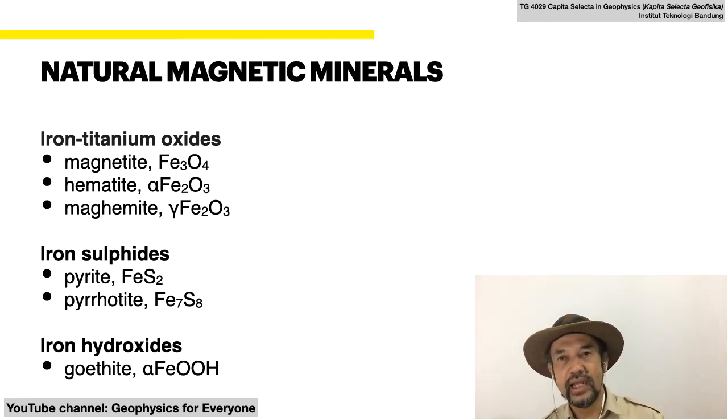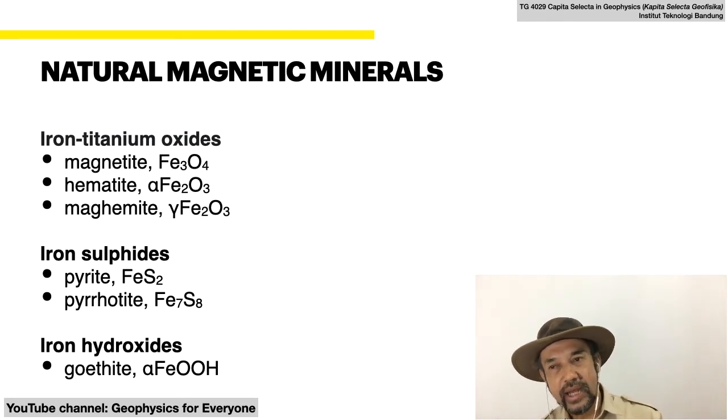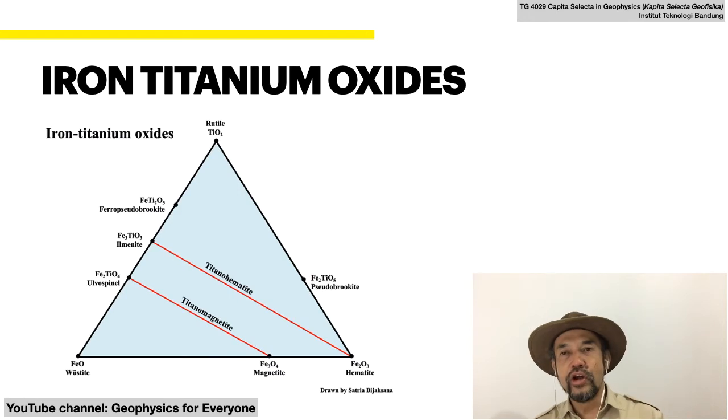By far, the iron titanium oxides are the most important, and members of this group include magnetite, hematite, as well as maghemite. The minerals that belong to iron sulfides are pyrite and also pyrrhotite, and the mineral that belongs to iron hydroxide is goethite. Let's talk more about the iron titanium oxides.